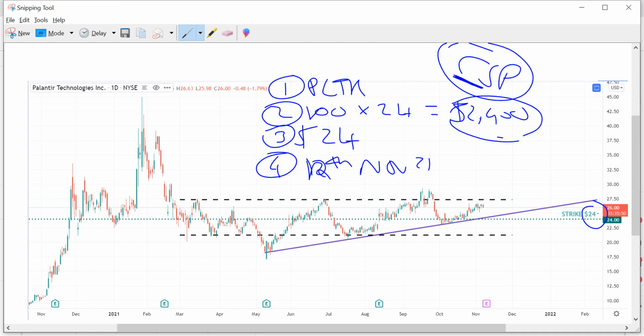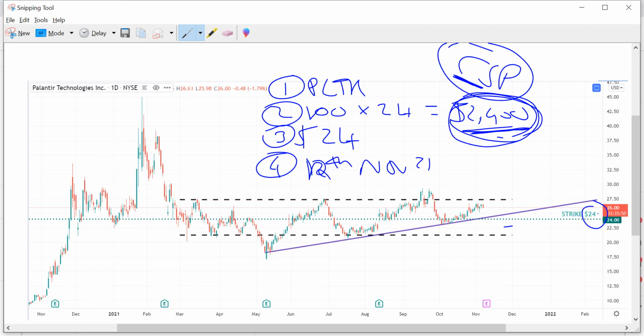Cash secured means that I have the cash in my account so that if Palantir drops to $22.50, for example, it will then execute the trade and buy 100 shares at $24. So you'll use that $2,400.